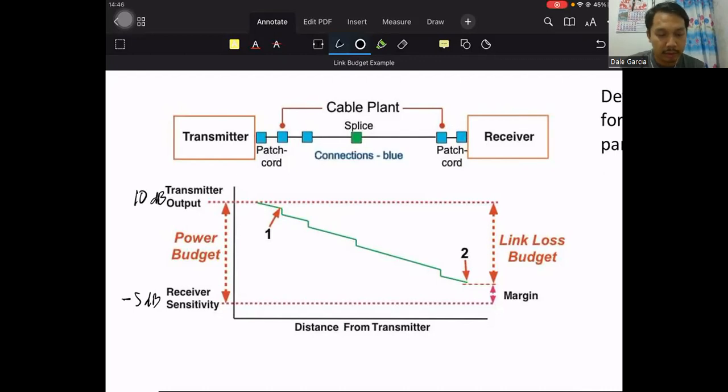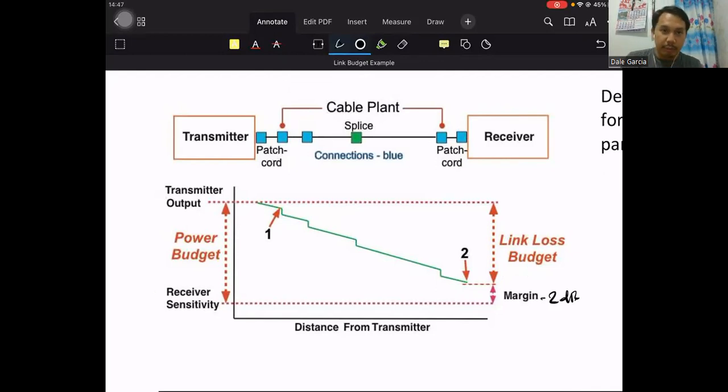Right. Now, what if after performing calculation, the number obtained is, let's say, negative 3 dB, so the margin obtained is negative 2 dB or 2 dB. Basically, that is the idea of the link budget. It's just a simple addition and subtraction, because almost everything here is measured in dB.